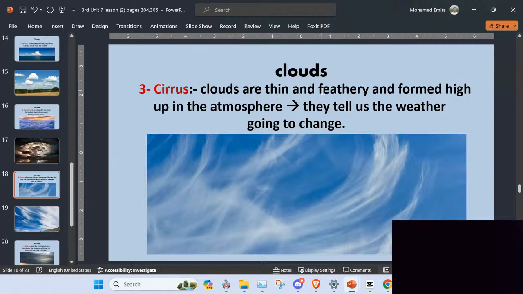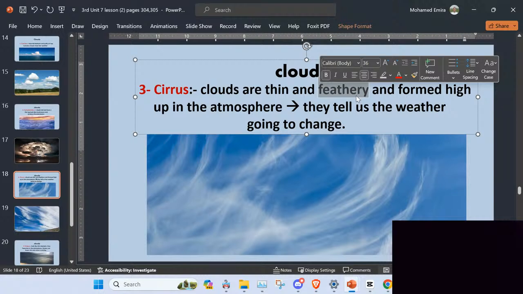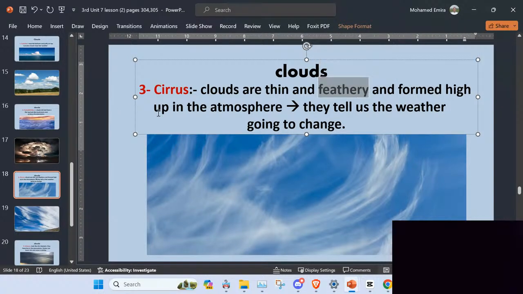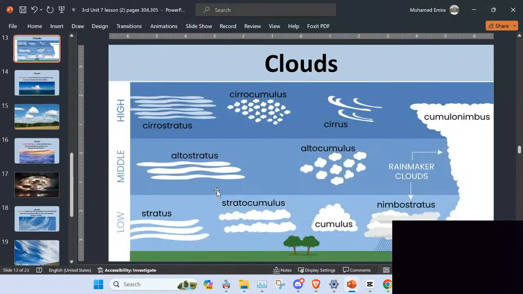They are clouds that are thin and feathery. What does feathery mean? They have the feather shape of birds, and they are formed high in the atmosphere. Again, let's go to this picture to learn. This is cirrus, the one we talk about right now. It's too high in the sky. You feel it far away in the sky. Unlike the cumulus, you feel it so close to you. Stratus, you feel it so close to you. The cumulonimbus, you feel it's taking the whole of the sky.